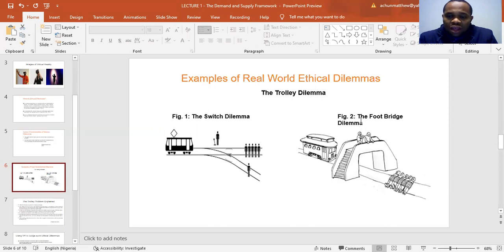Then in the second diagram, the footbridge dilemma, you see a trolley and 2 men on the bridge and 5 persons tied on the track. And the trolley is at high speed. So the man behind the fat man has a decision to make: either push down the fat man so that he can stop the trolley from killing the 5 persons, but the fat man will be killed, or allow the 5 persons to be killed.